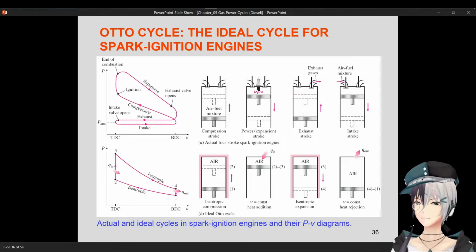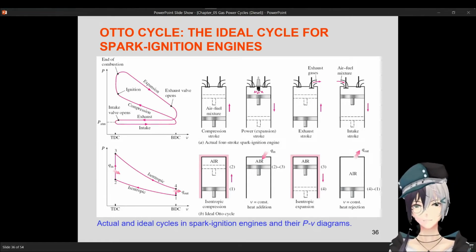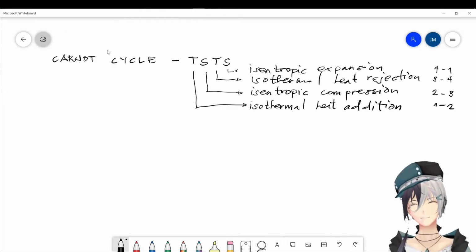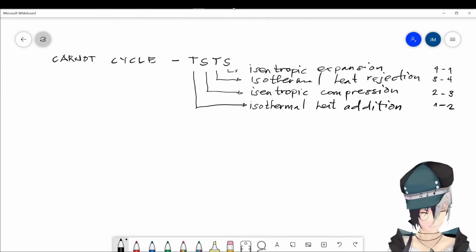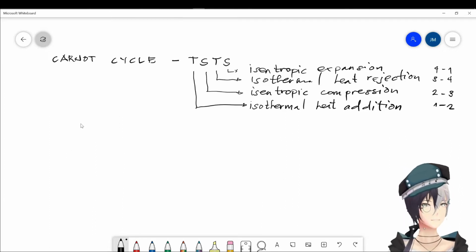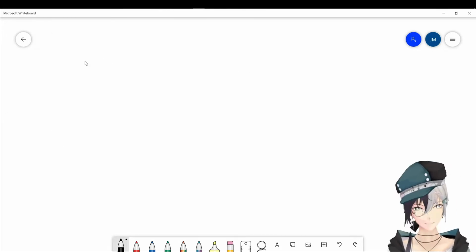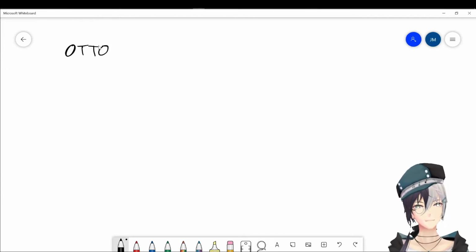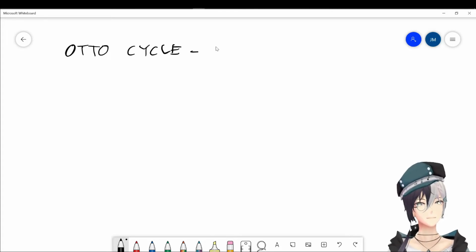So the ideal cycle for your spark ignition engine is based on the Otto cycle. Spark ignition engines are also known as gasoline engines. So for the Otto cycle, what is our code?